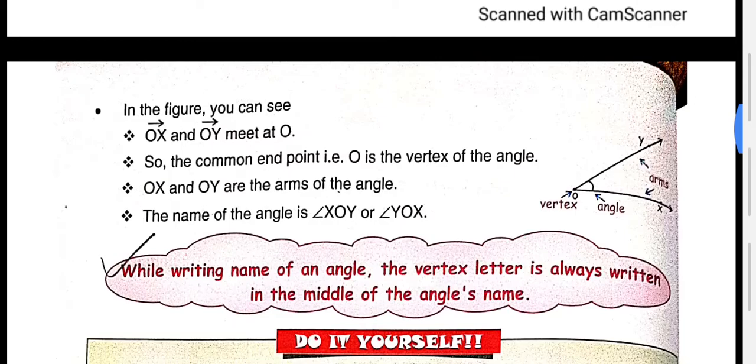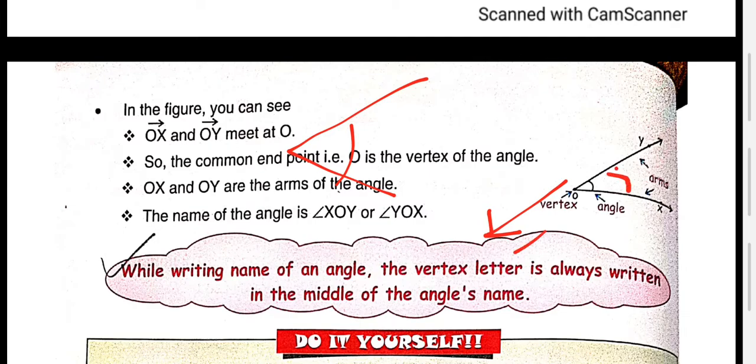Now, how to write the name of an angle? Just look here, you have one angle, XYOX. At O, the two lines meet, and the angle is formed here between the two lines. So this common point is known as the vertex. The common point of an angle is known as the vertex.